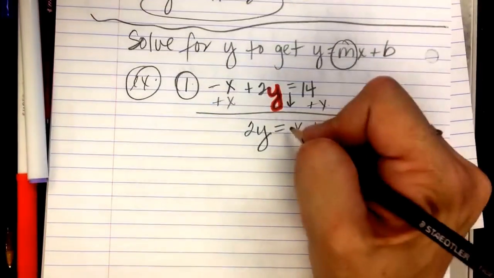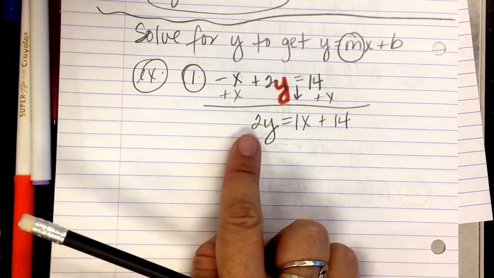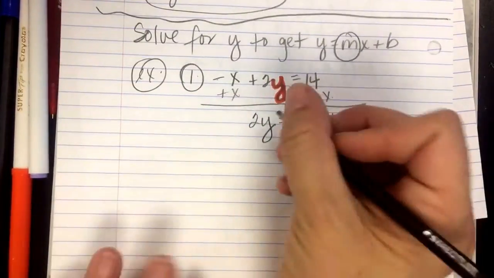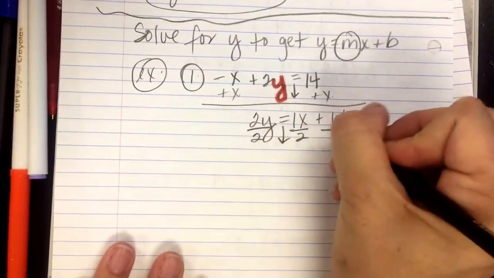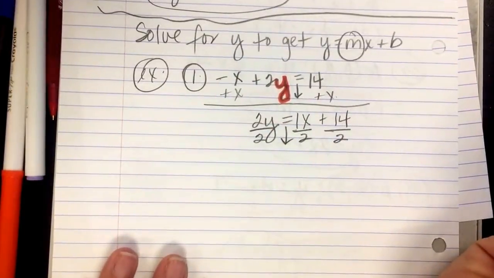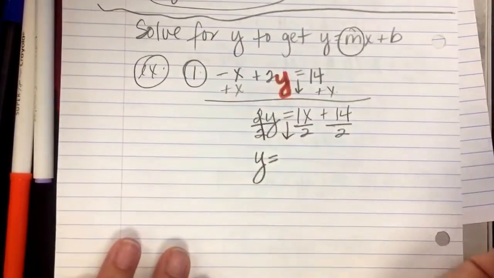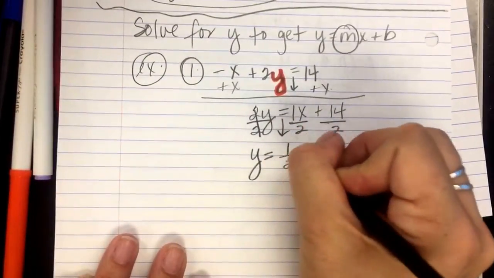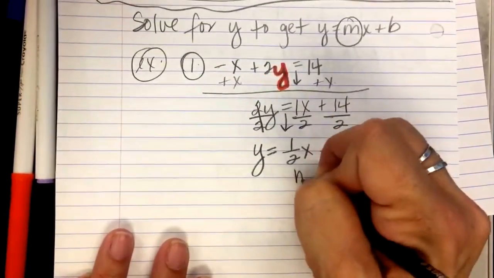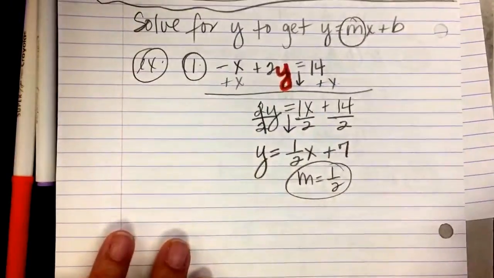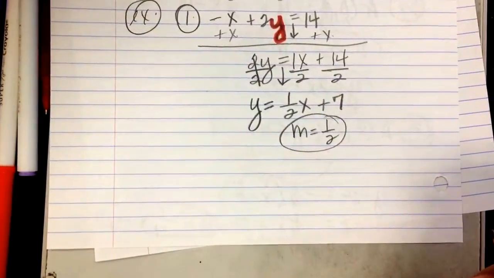Right now, the coefficient of x is 1, but I still have y multiplied by a 2. So when I undo the y multiplied by a 2, I've got to divide every single thing in the equation by 2. Every piece of the equation has to be divided by 2 to get the 2 off the y. That's going to give me 1/2 x plus 7. Now I know that this slope is a half.